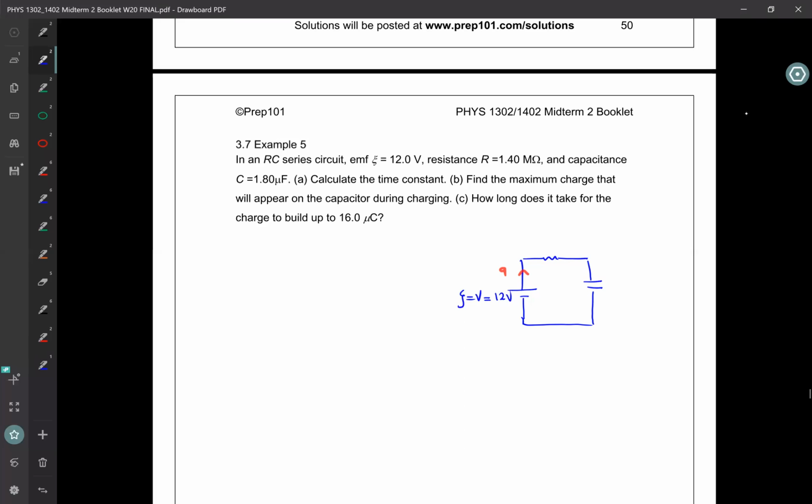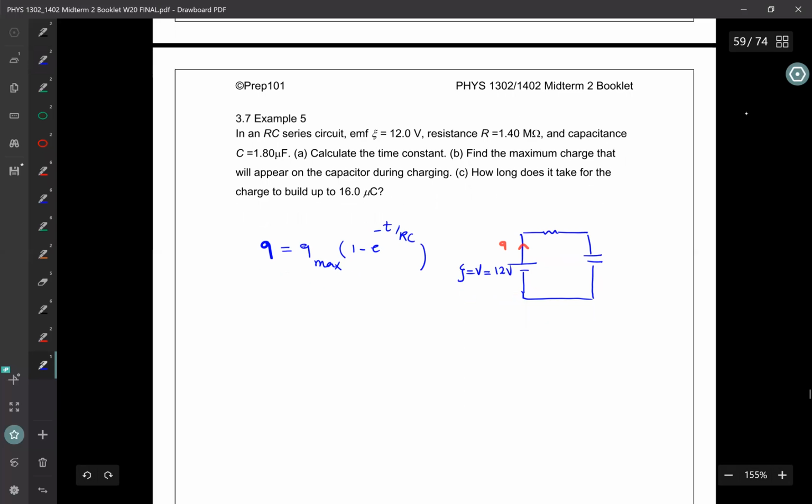So if we want to calculate the charge as a function of time that's sitting on the capacitor, the equation, as we mentioned in the class, is Q equals Q max times 1 minus e to the minus t over RC. R is the resistance, C is the capacitor, and t is the time. After a long time, when the capacitor is full, the charge would reach its maximum charge.